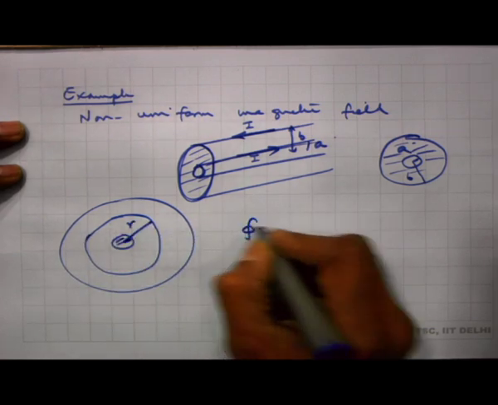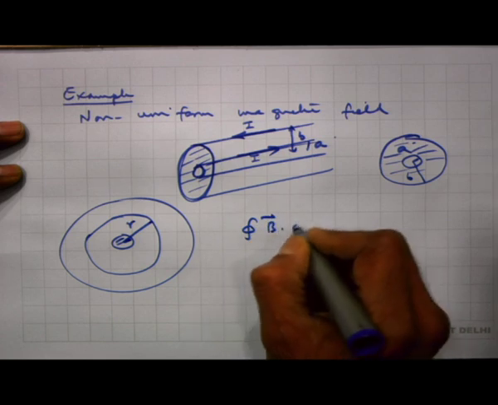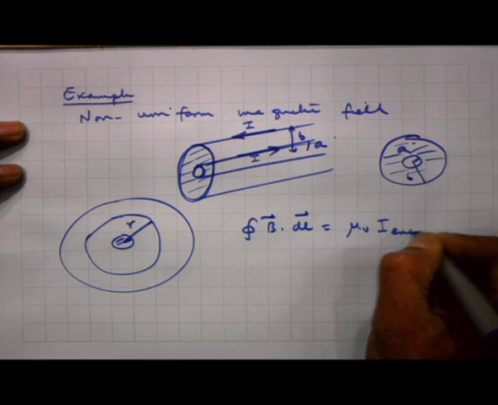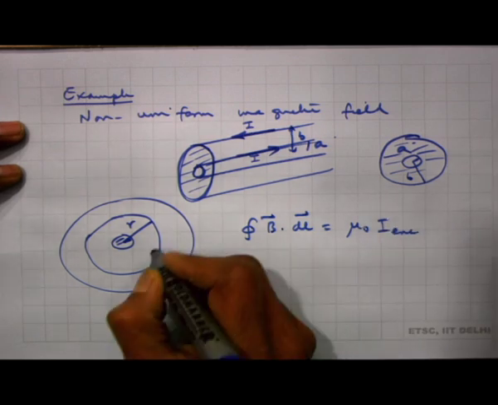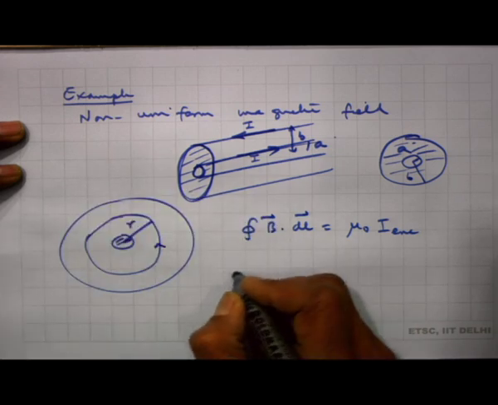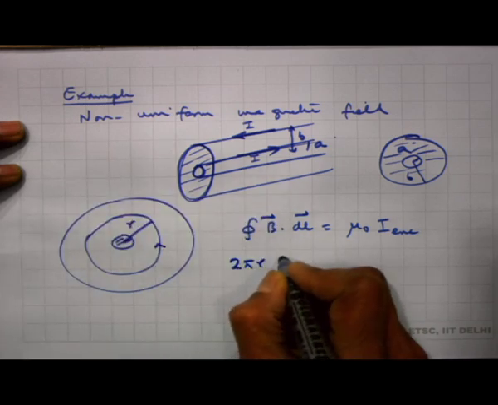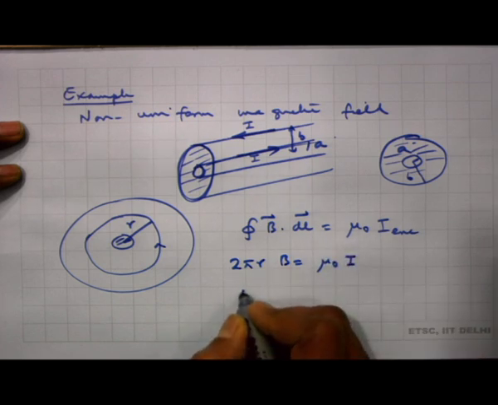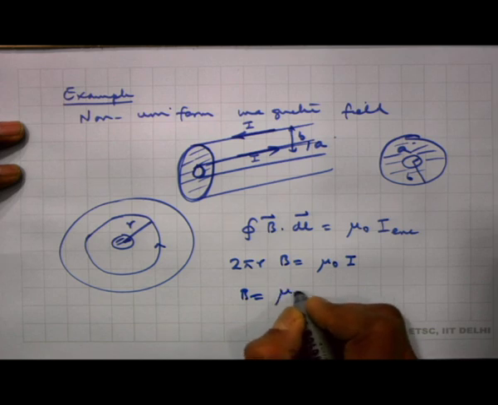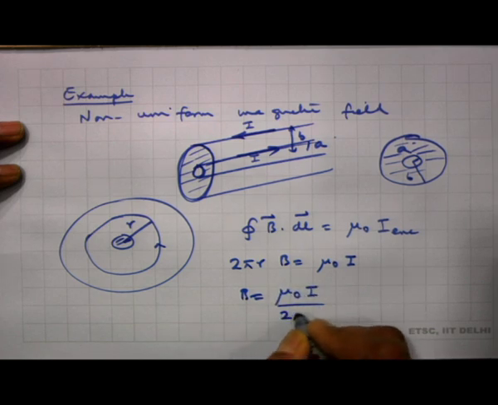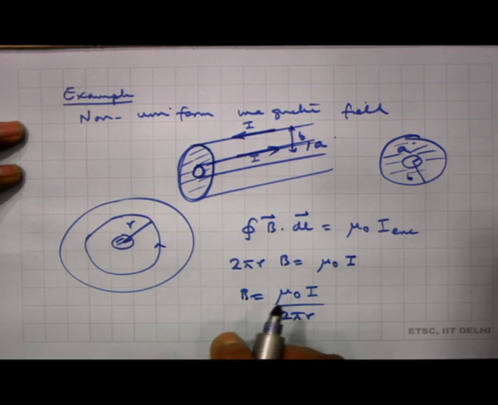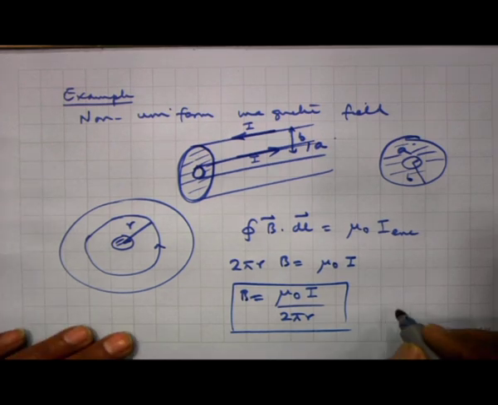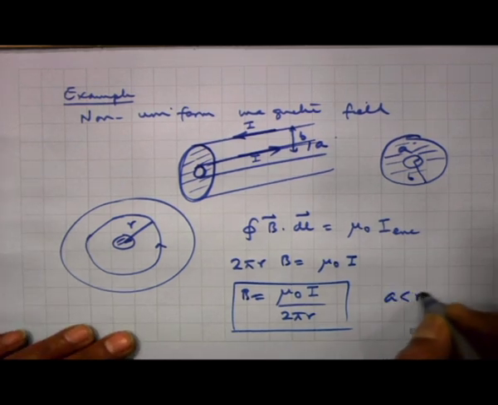So, integral B naught dot dl is equal to mu naught I enclosed. Because the magnetic field is like this and I am integrating like this, I will get 2 pi r into B is equal to mu naught I. So, B is equal to mu naught I by 2 pi r. That is the magnetic field, and that magnetic field only exists between A less than r less than B.